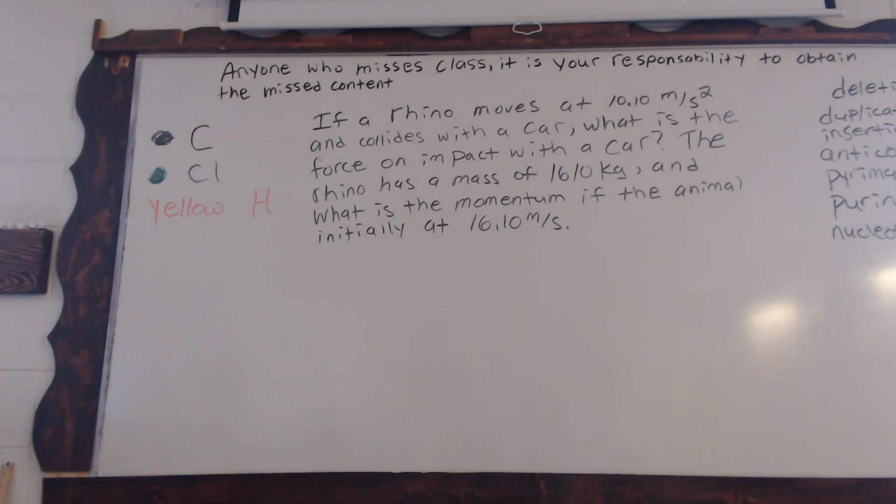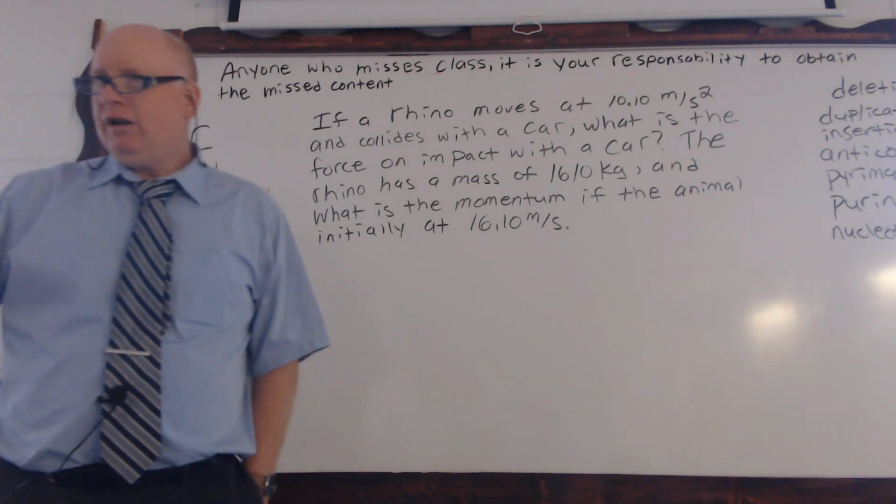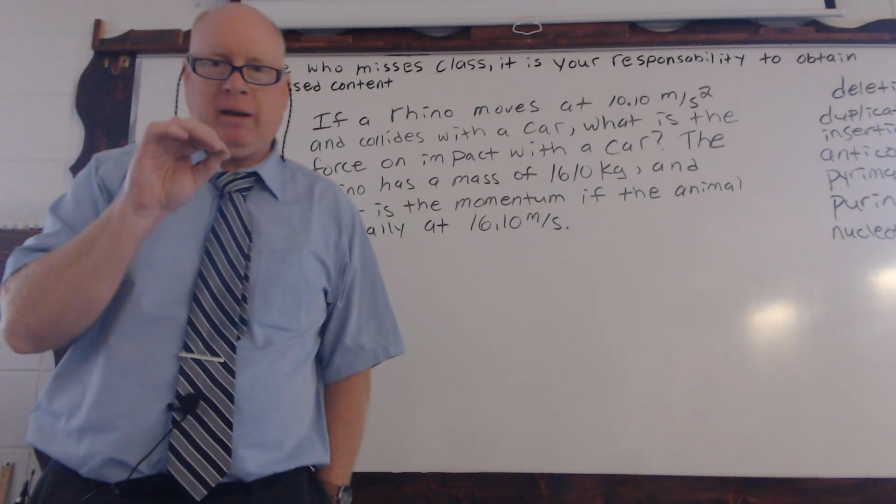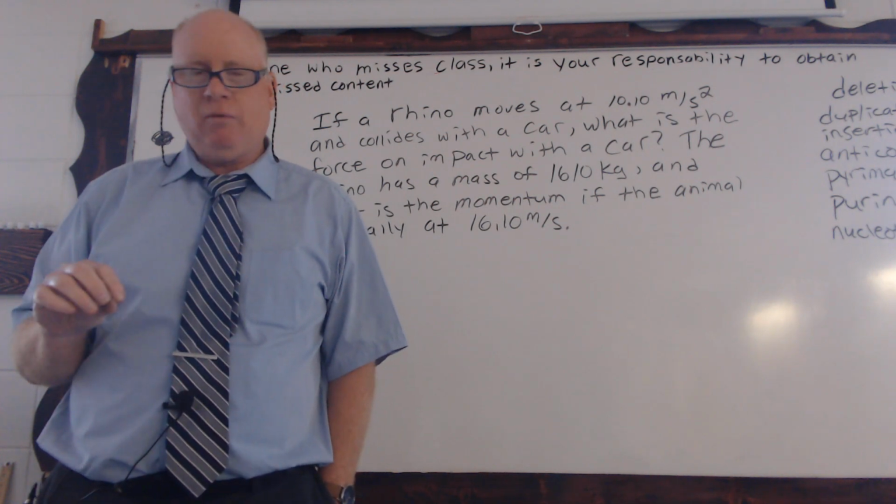Okay, so it says if a rhino/rhinoceros moves at 10.10 meters per second squared and collides with a car, what is the force on impact with the car? The rhinoceros has a mass of 1610 kilograms, and what is the momentum if the animal initially was moving at 1610 meters per second? If you're tuning in later, maybe you want to hit pause so you can work on your own.